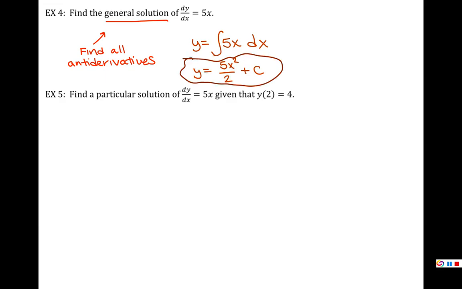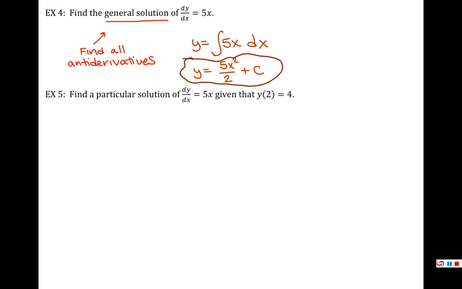In other words, find the general solution of dy dx equals 5x is basically asking us, find all antiderivatives of 5x. That's what this problem is asking us to do. So it's exactly what we've already learned. It's just written using different words, slightly different vocabulary. Okay, find the general solution of y prime equals 5x. So that means I have to find the antiderivative of 5x. 5 stays there. We get an x squared over 2, and then plus c. So y equals 5x squared over 2 plus c would be my general solution.